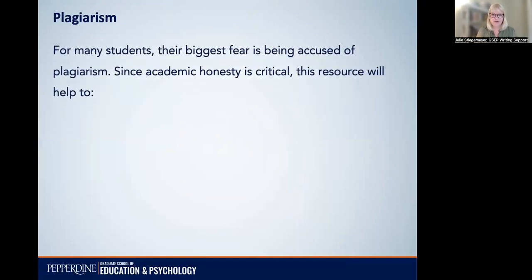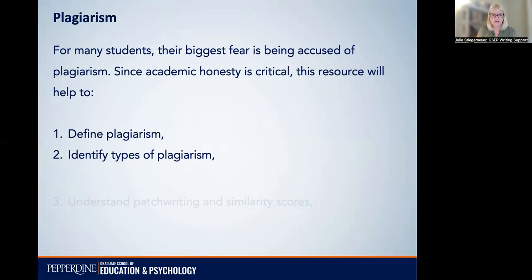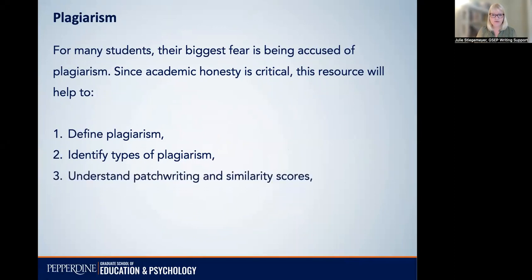For many students, their biggest fear is being accused of plagiarism. Since academic honesty is critical, this resource will help to define plagiarism, identify types of plagiarism, understand patchwriting and similarity scores, and discuss ways to avoid plagiarism.